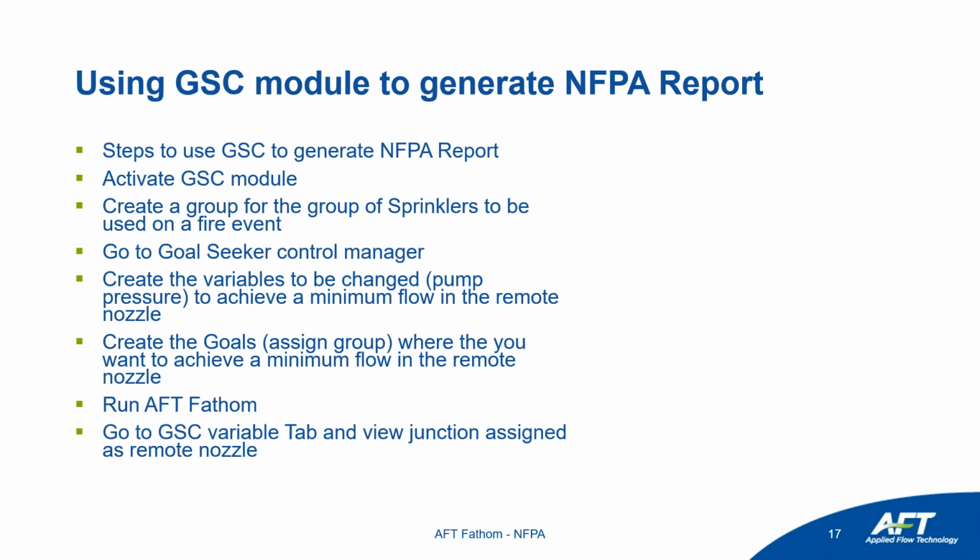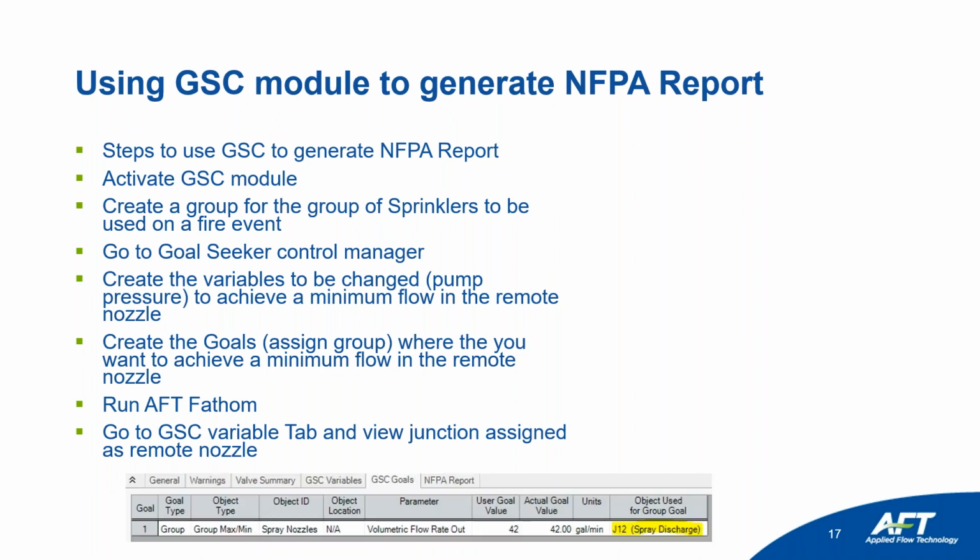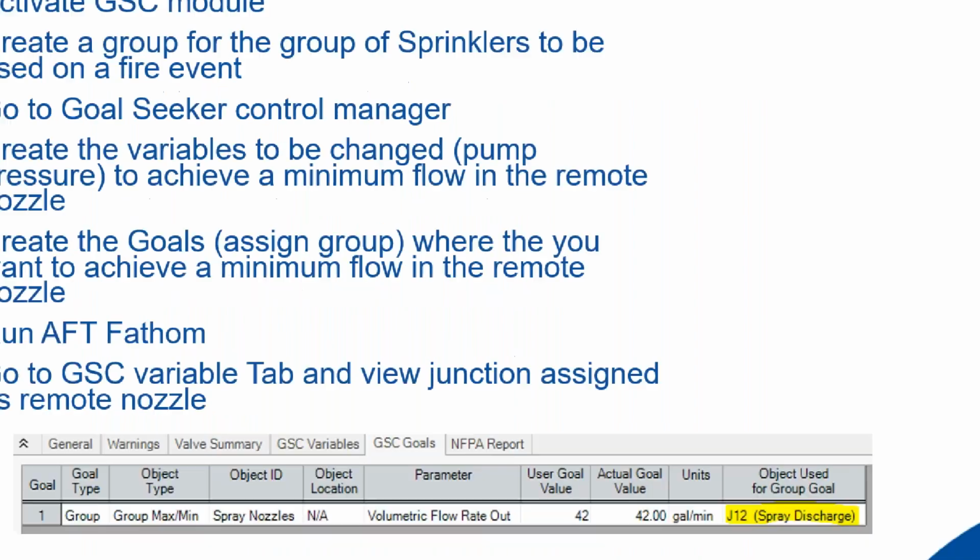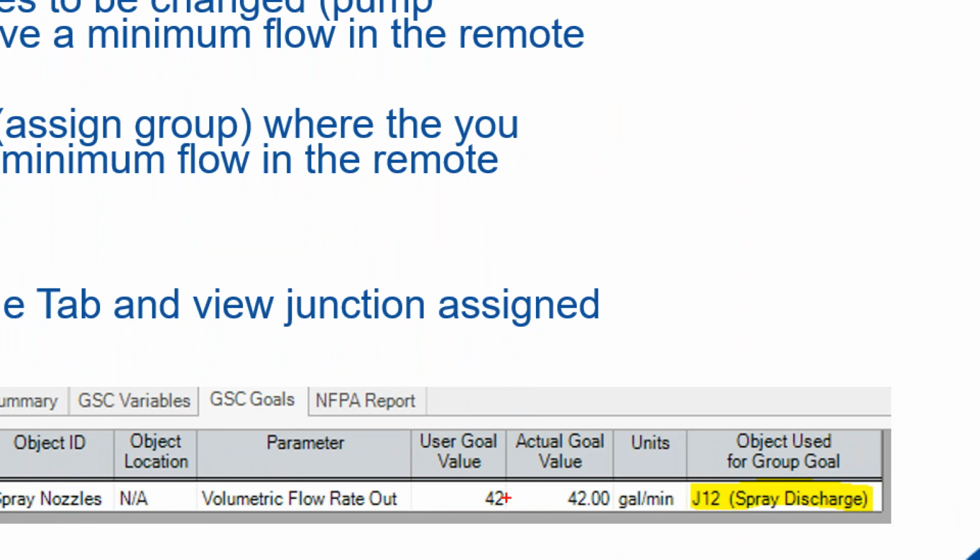We run Fathom. We go to the GSC variable tab and view the junction assigned to the remote nozzle. And now GSC will tell me which one the remote nozzle is. Here it's telling me that the remote nozzle is G12, and it managed to achieve the 42 gallons per minute required by the design.